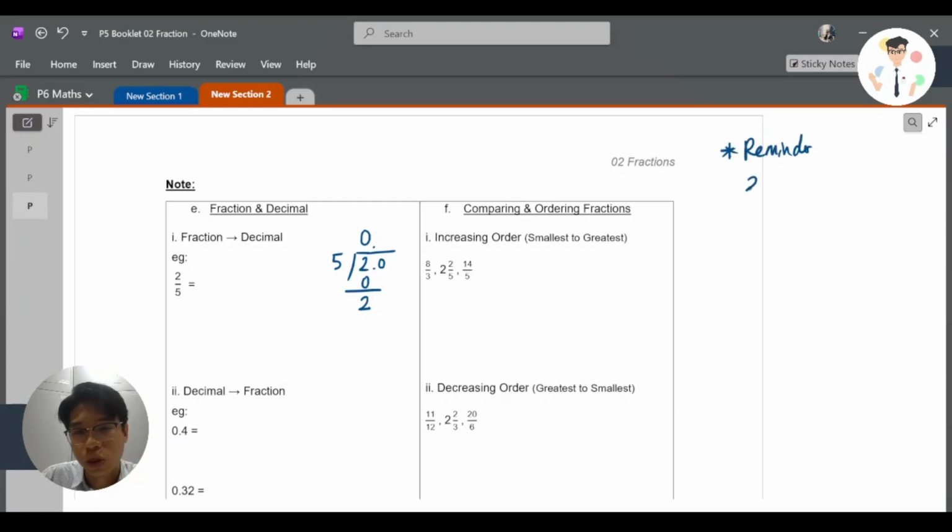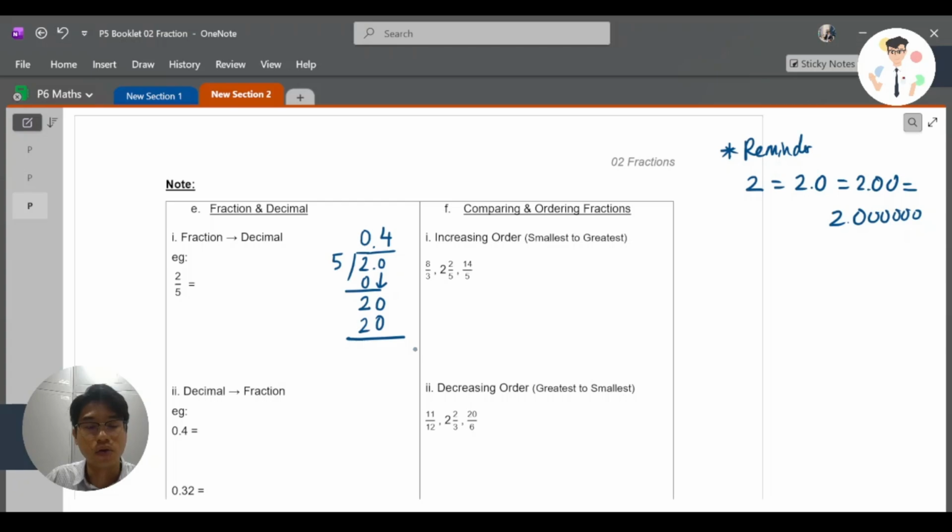Reminder. 2 is the same thing as what? 2.0. It's the same thing as what? 2.00. It's the same thing as what? 2.000000. So it's all the same. That's why we can do that. Then 0, put it down here. So what times 5 gives you this? 4. 4 times 5, 50.